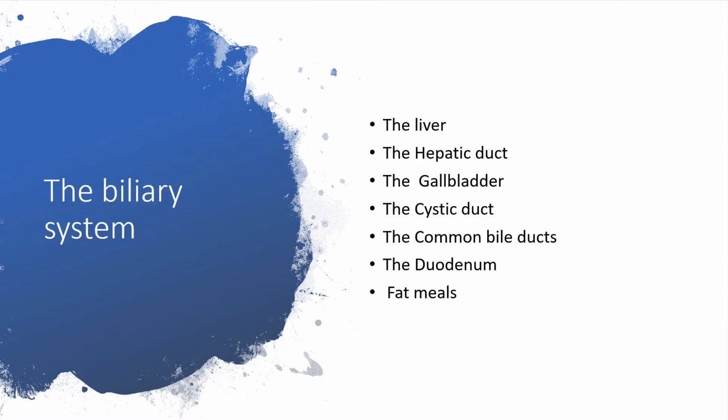The biliary system has the following components: the liver, the hepatic duct, the gallbladder, the cystic duct, the common bile duct, and the duodenum with or without fat meals.